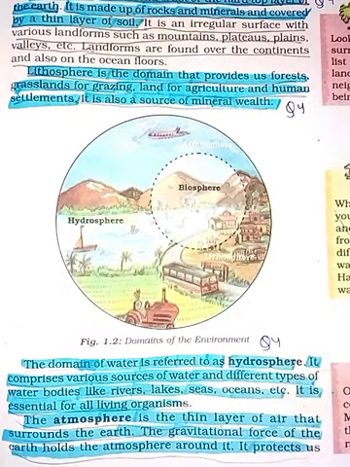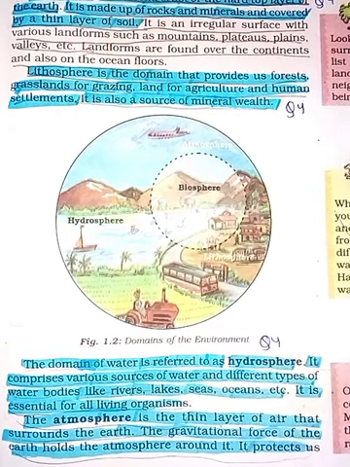Landforms are found over the continents and also on the ocean floors. Lithosphere is the main domain that provides us forests, grasslands for grazing, land for agriculture, and human settlements. It is also a source of mineral wealth. The domain of water is referred to as hydrosphere. It comprises various sources of water and different types of water bodies like rivers, lakes, seas, oceans, etc. It is essential for all living organisms.